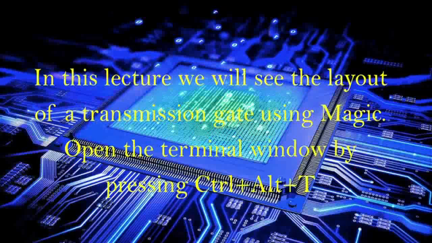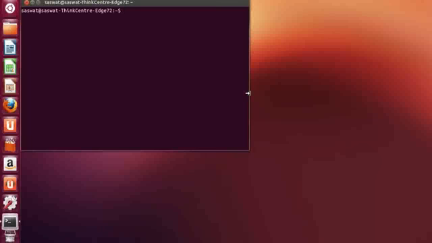Today's lecture, we will learn to draw the layout of a transmission gate. At first, open the terminal window by pressing Ctrl, Alt and T. Now this is the terminal window.